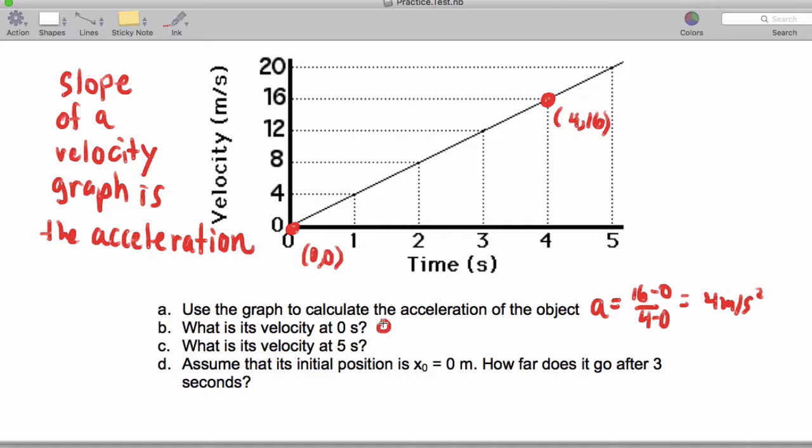Now, what is the velocity at 0 seconds? Why, 0 meters per second. And what is its velocity at 5 seconds? We read the graph, and it's 20 meters per second.